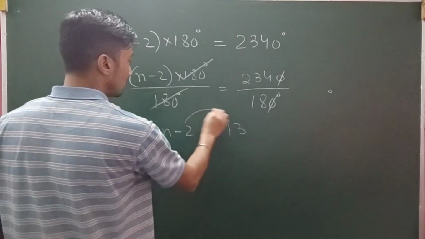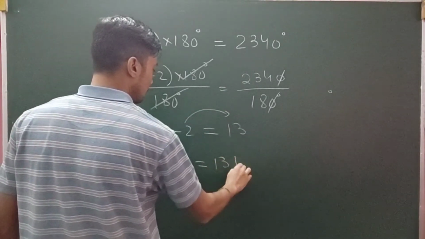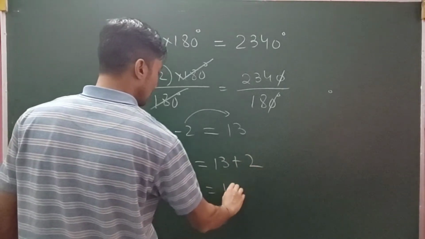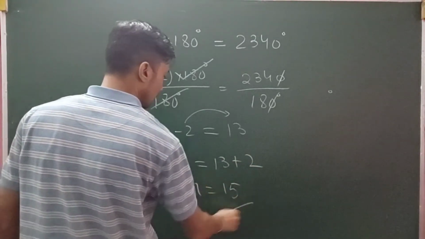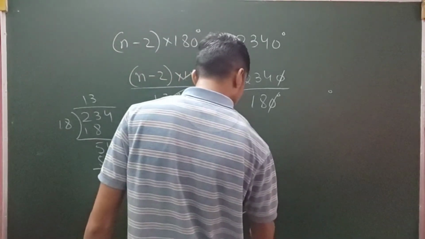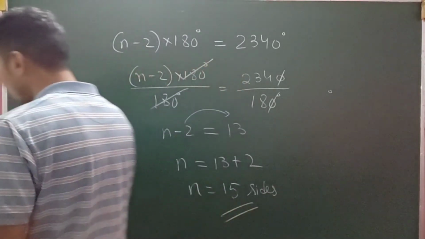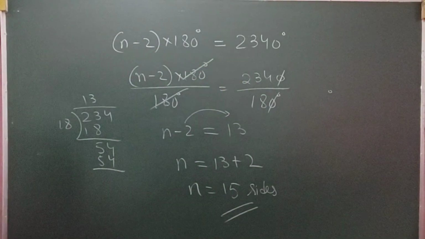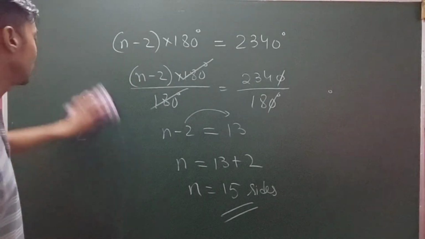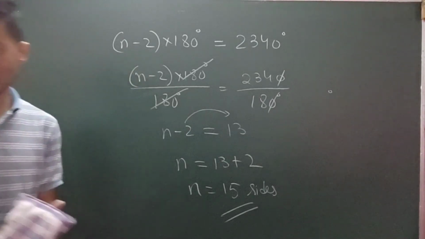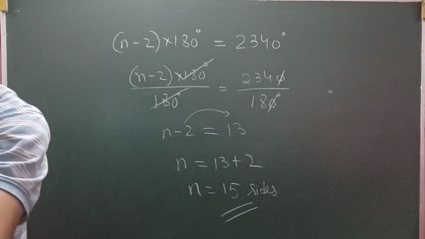So n, I need n. N equal to 13 plus 2. I'll take it on the other side, so in that case it becomes plus 2. We all know that. So n is equal to 15. So this time we have 15 sides. So the polygon whose sum of the interior angles was given as 2340 is having how many sides? 15 sides. Okay? Alright then, let's move to the next question, number 9.